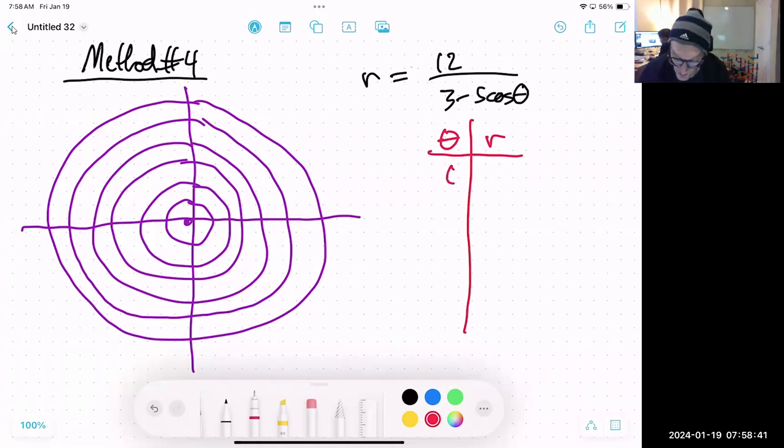All right, well, if you plug in theta equals 0, for example, then what happens? Well, just plug in 0 for cosine. Cosine of 0 we know is 1.